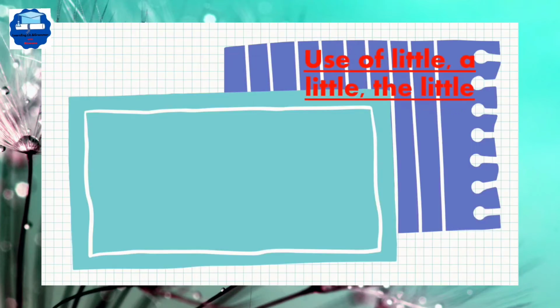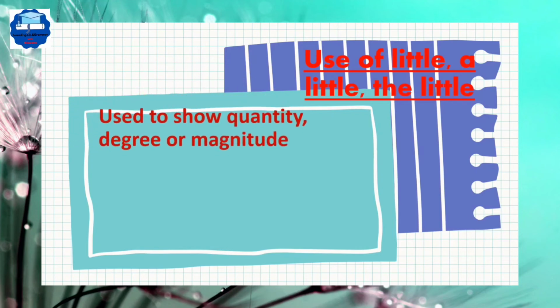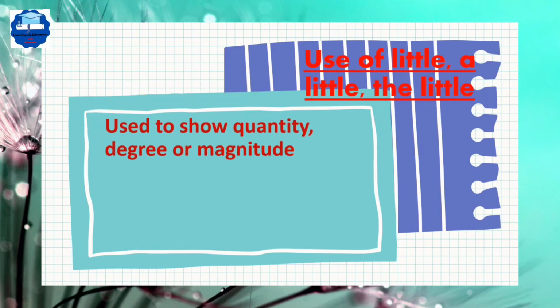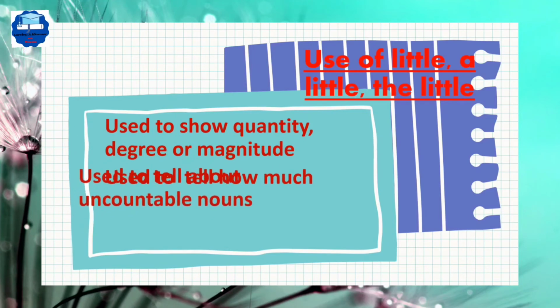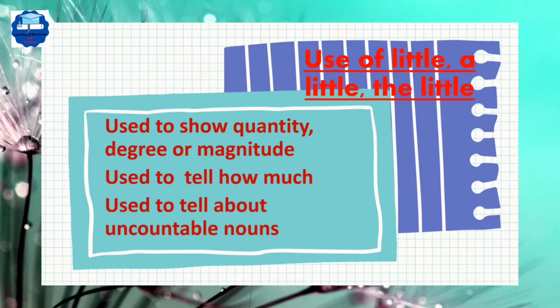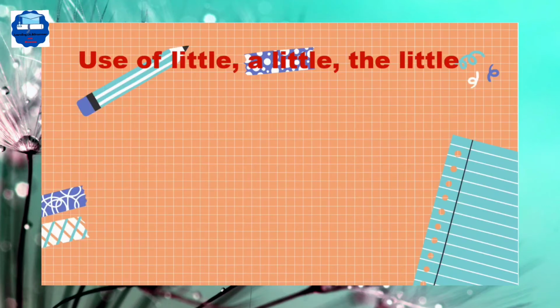Little is used to show quantity, degree or magnitude. It is used to tell how much. It is used to tell about uncountable nouns. As you know, much is used to tell about the uncountable nouns. Here is the explanation of little, a little and the little.